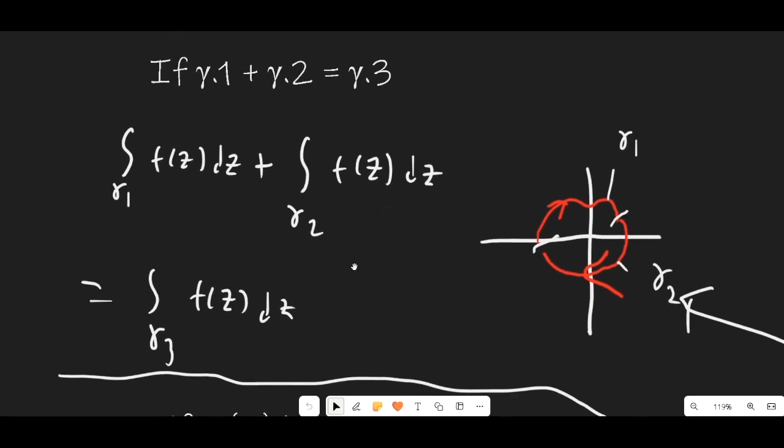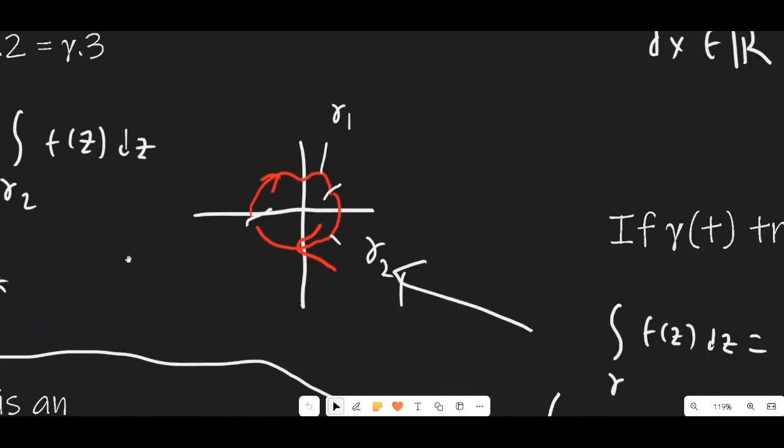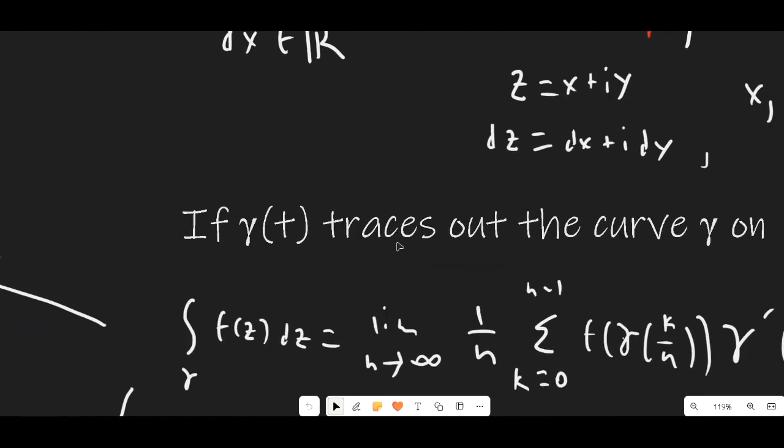I mean, just think about it. If you have the integral from a to b of f of x plus the integral from b to c of f of x, it's the same as the integral of f of x from a to c. So that's essentially the real analog right here.